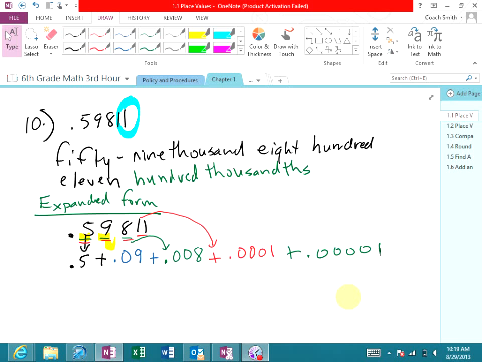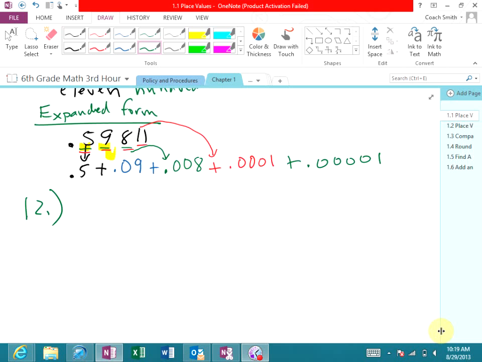Actually, let's move down to number 12. Okay? Let's look at number 12. All right, number 12, I'm not going to rewrite that problem. You would need to on your paper, on your homework tonight. You would need to rewrite that. But what they want us to do is put that number in standard form. In other words, make it into a regular number, okay?